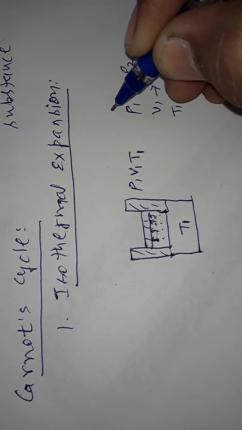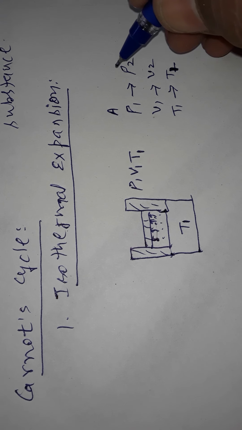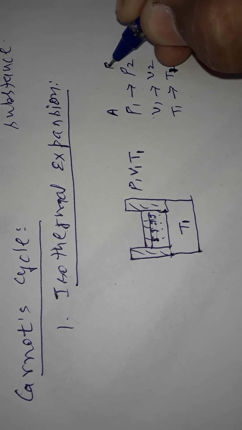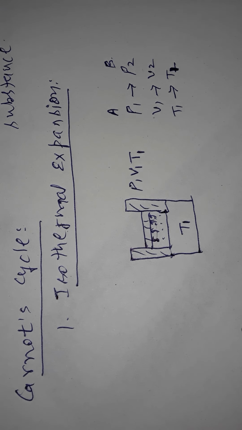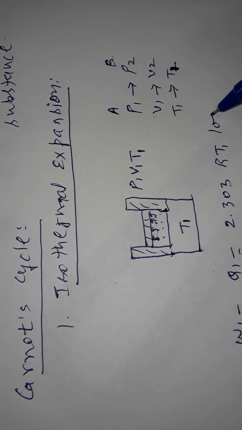Now this is the initial stage, point A, and after isothermal expansion this is stage B. Now the work done W1 for the isothermal expansion, and the heat gain by the system, is positive. So we can write W1 = 2.303 RT1 log base 10 of final volume upon initial volume, V2 by V1.